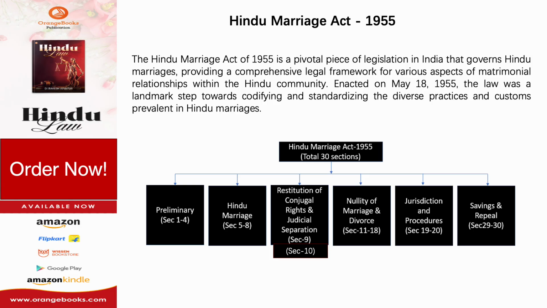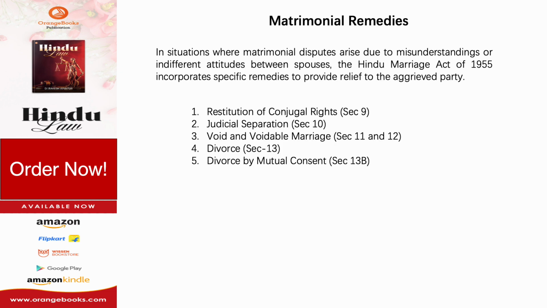Key sections in the Hindu Marriage Act, which was introduced in 1955: sections 5 to 8 deal with the validity of Hindu marriage, valid conditions for Hindu marriage, and registration of Hindu marriage. Sections 9 and 10 deal with restitution of conjugal rights and judicial separation. Sections 11 to 18 deal with nullity of marriage, void and voidable marriages, and also divorce-related aspects like mutual consent divorce, maintenance and alimony. Sections 19 to 20 deal with jurisdiction and procedures, and 29 to 30 deal with savings and repeal. So today's topic will be divorce and divorce by mutual consent. We will also see maintenance and alimony in this video itself.